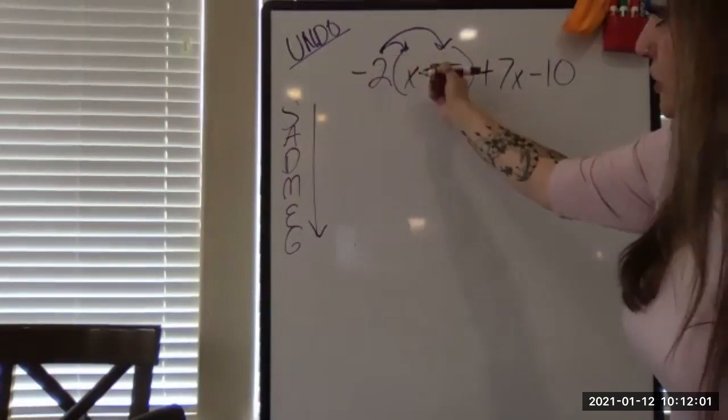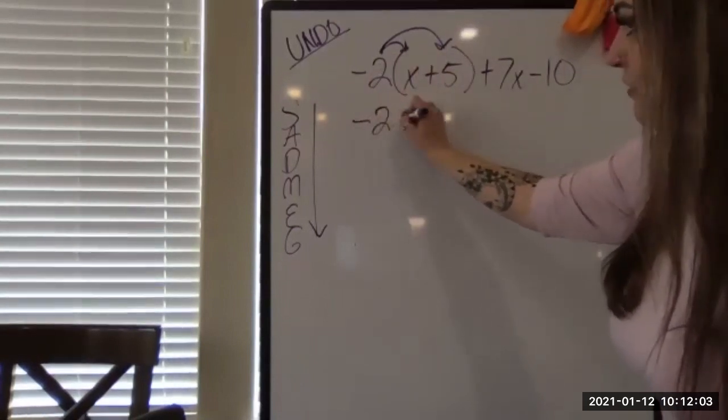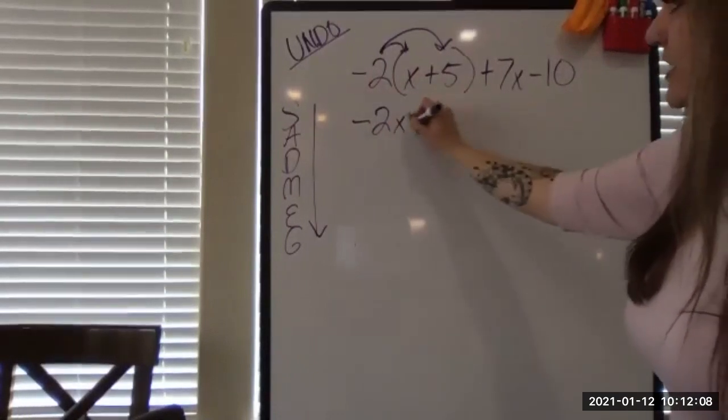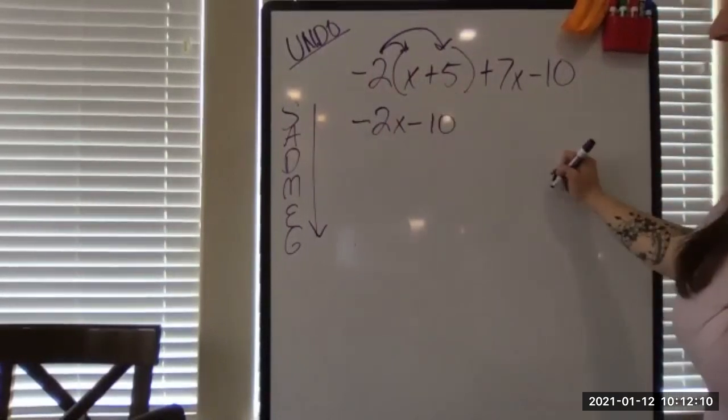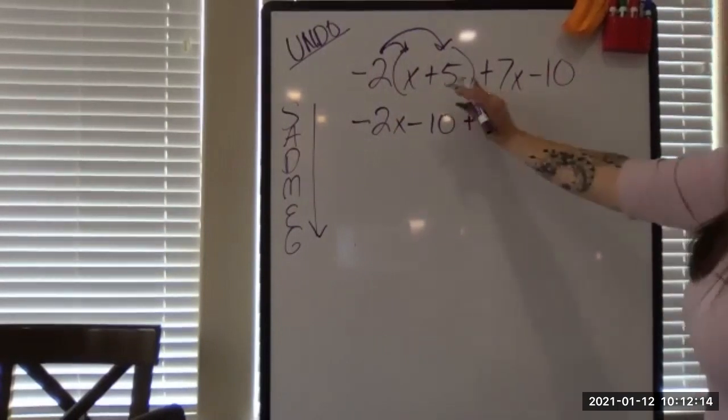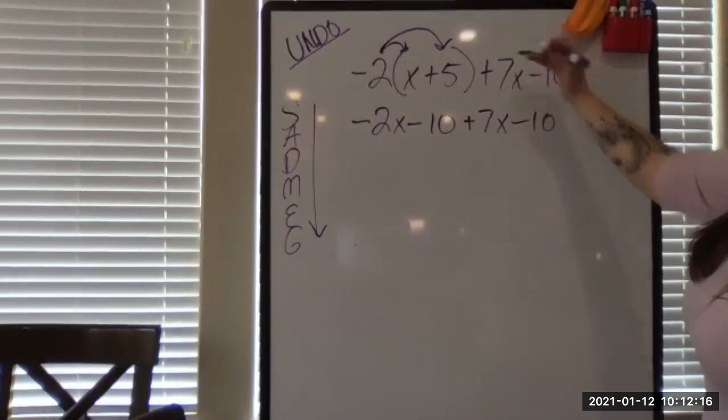So -2 times x is -2x. -2 times 5 is -10. And then we bring the rest of it down. We don't do anything with this part yet except for rewrite it.